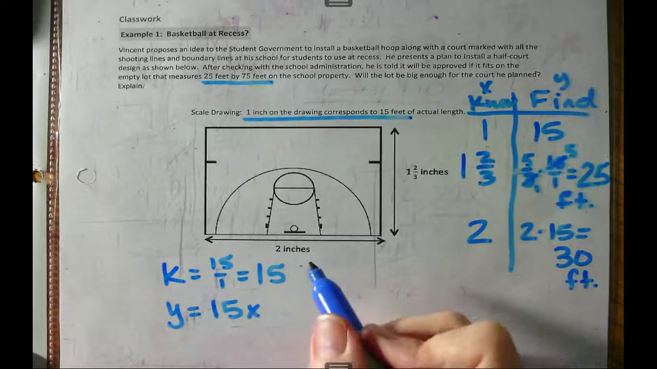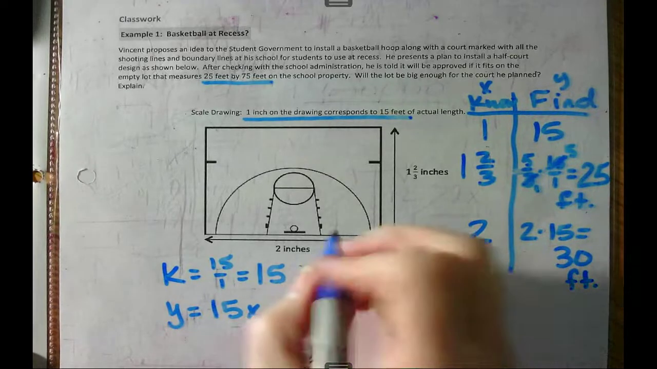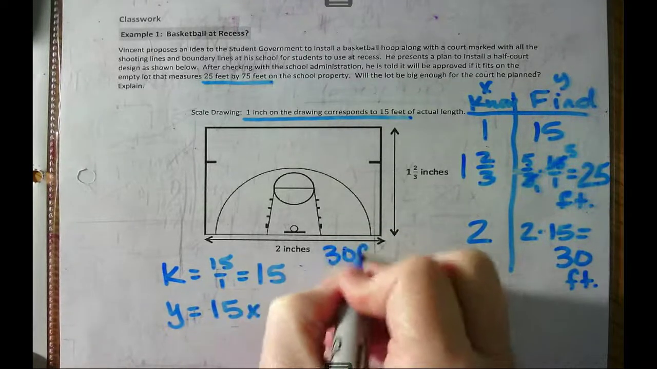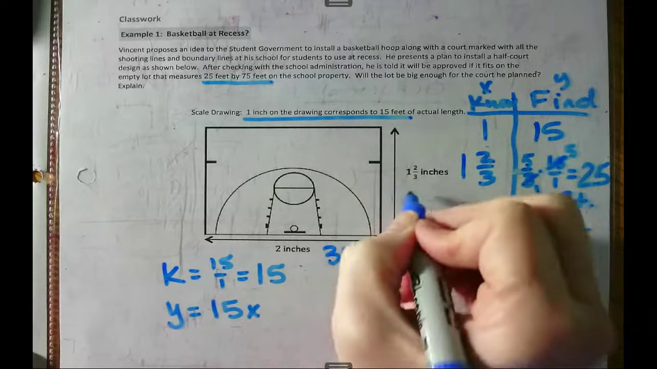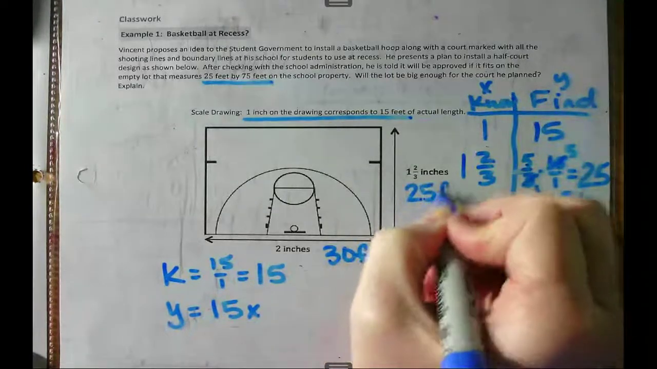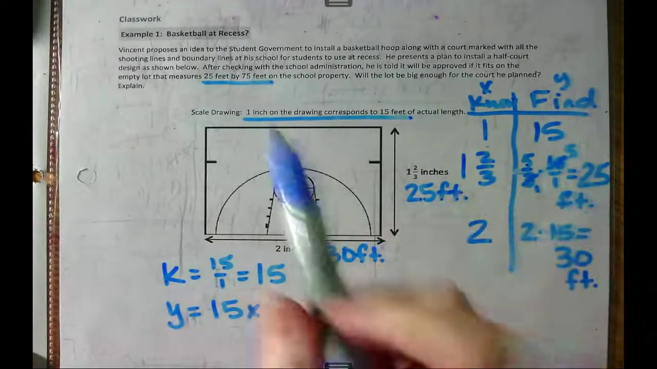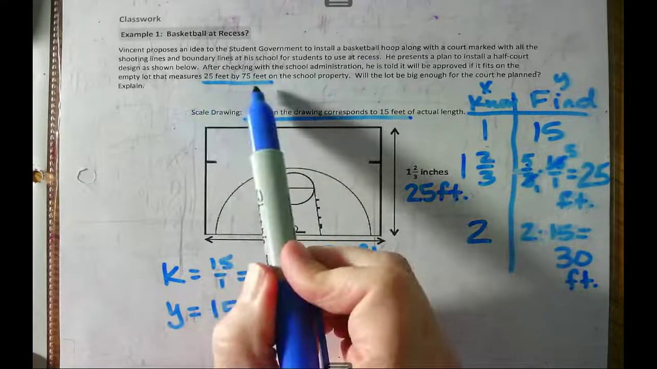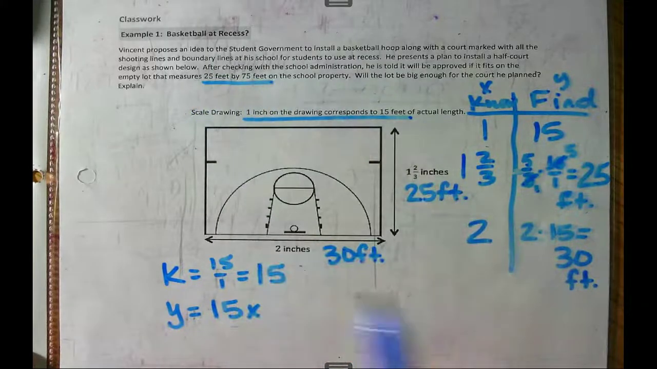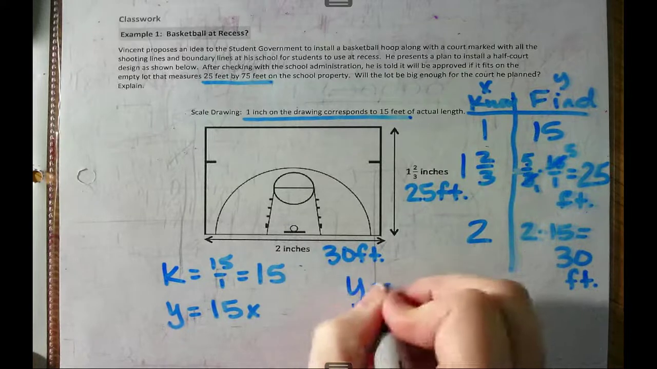So in the real world, this 2 inches would represent 30 feet, and this 1 2/3 would represent 25 feet. And if they have 25 feet by 75 feet, then yes, the court will fit.